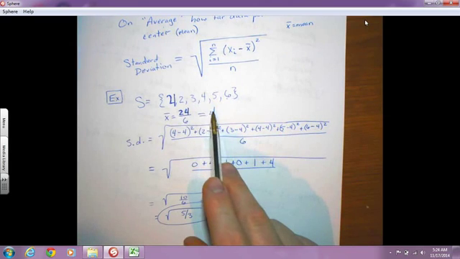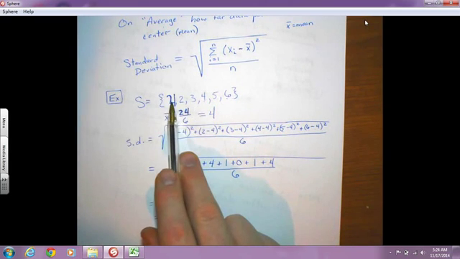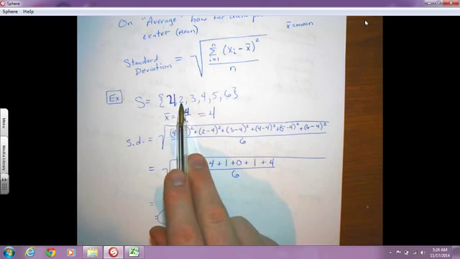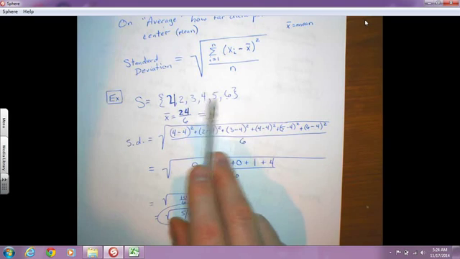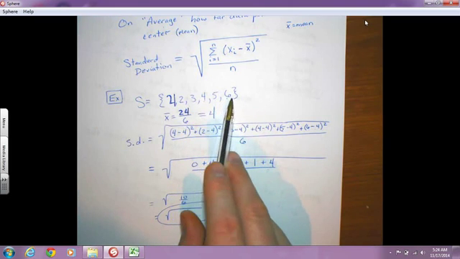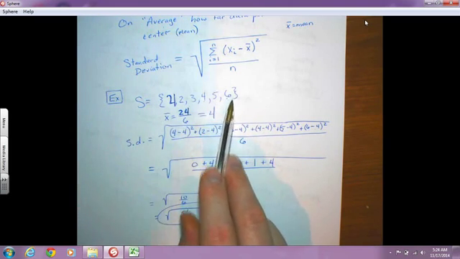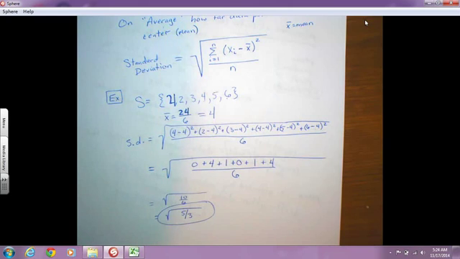make sense. I mean, 4, that's 0 from the middle. This one's 2 units from the middle, 1 unit from the middle, 0 units from the middle, 1 unit from the middle, and then 2 units from the middle. So it makes sense that it's somewhere between 1 and 2.